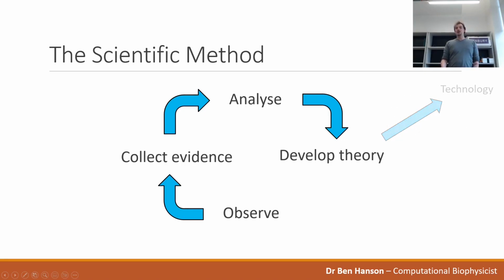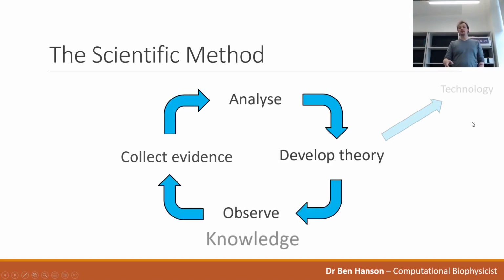The next step actually is to go straight back to that observe, collect some more evidence, analyse that evidence, develop a better theory, use that theory to predict some more observations, collect more evidence, analyse. This cycle leads to what we might call scientific knowledge.